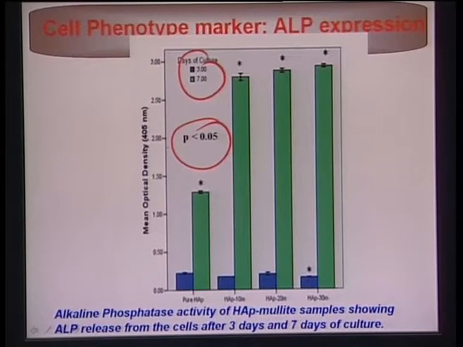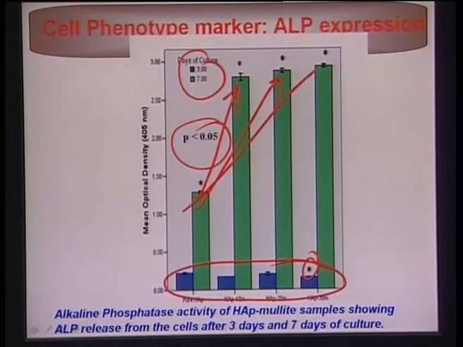And what you see here is that for the 3 days, pure hydroxyapatite and the 10, 20, 30 mullite composites do not show any statistically significant difference, except this one. But here in the 7 days, the difference is quite significant. If you see, compared to hydroxyapatite, to all these materials in 10, 20, 30, that significant difference is obtained.